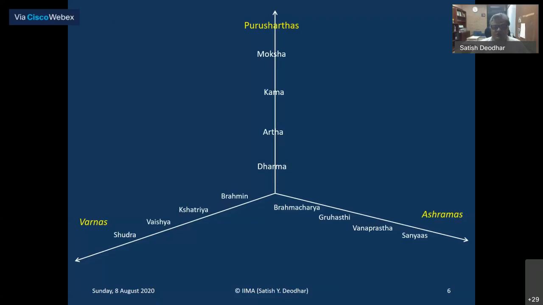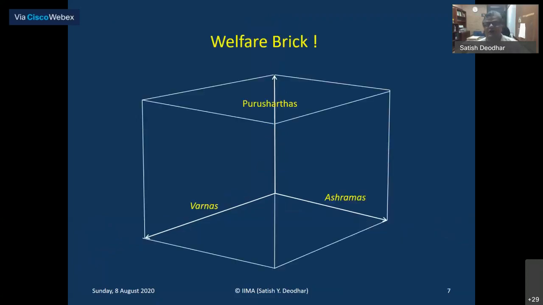So it's a much more holistic view, and I'll call this a welfare brick. So one can choose where one wants to be. For example, let's say you look at a point like A. This will correspond to, let's say you are a Vaishya, so you are into trade and commerce or manufacturing, and on this side you are looking at Artha and Kama. So point A is chosen by somebody. Maybe it's Vijay Mallya for you. There could be another point like point B here.